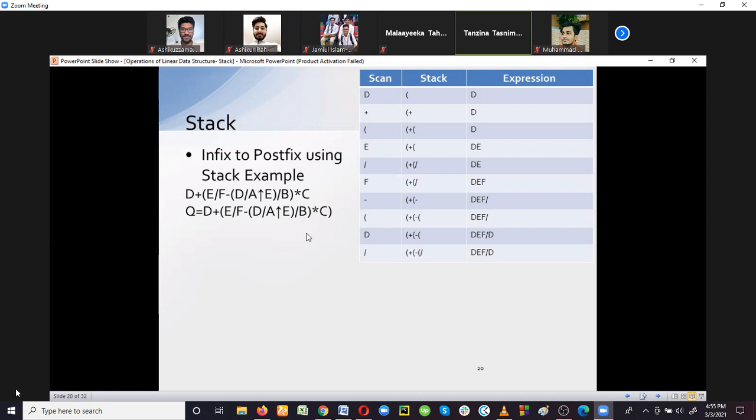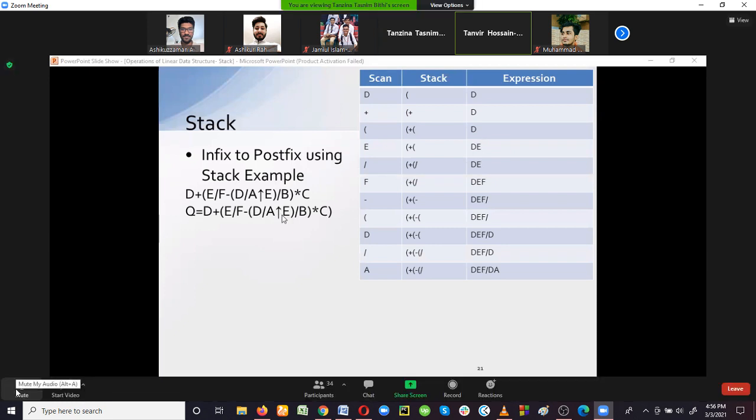After that, we got another operand, A, so we can place it at the end of the expression. So A will be stored here. And then the next one is an operator, that is exponentiation. Now look at the stack. The topmost element of the stack is the division operator, and now we are going to push another operator, exponentiation. So which has the highest precedence level, division or exponentiation?